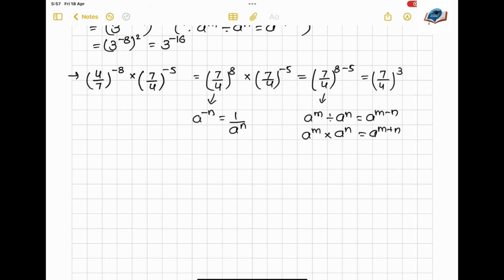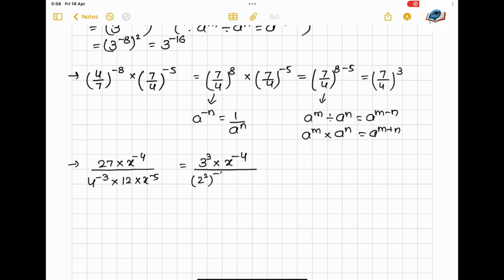Now let us do one more sum. 27 into x raised to minus 4 upon 4 raised to minus 3 into 12 into x raised to minus 5. So see, 27 I can write as 3 cube into x raised to minus 4 upon 4, I can write as 2 square whole raised to minus 3. 12 I can write as 4 threes are, so 2 square into 3 into x raised to minus 5.